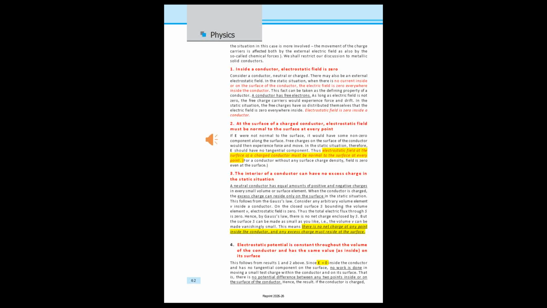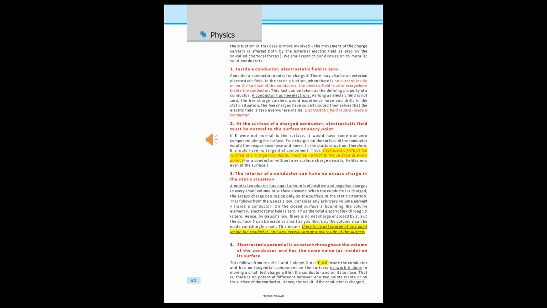3. The interior of a conductor can have no excess charge in the static situation. A neutral conductor has equal amounts of positive and negative charges in every small volume or surface element. When the conductor is charged, the excess charge can reside only on the surface in the static situation. This follows from the Gauss's law.